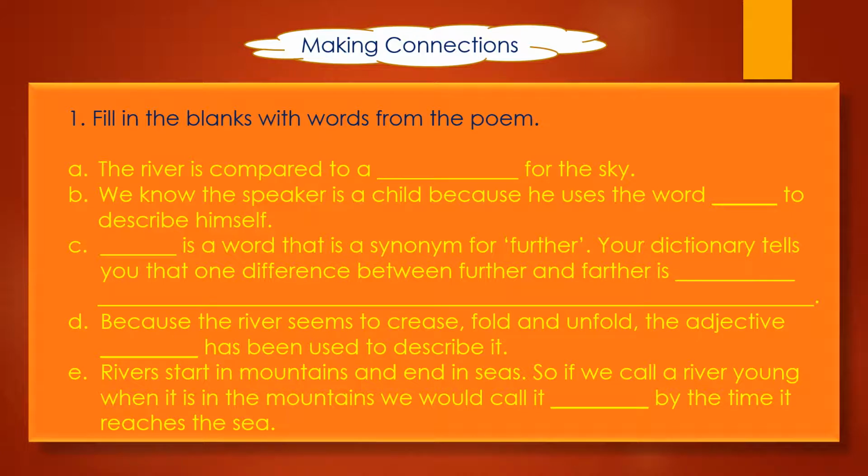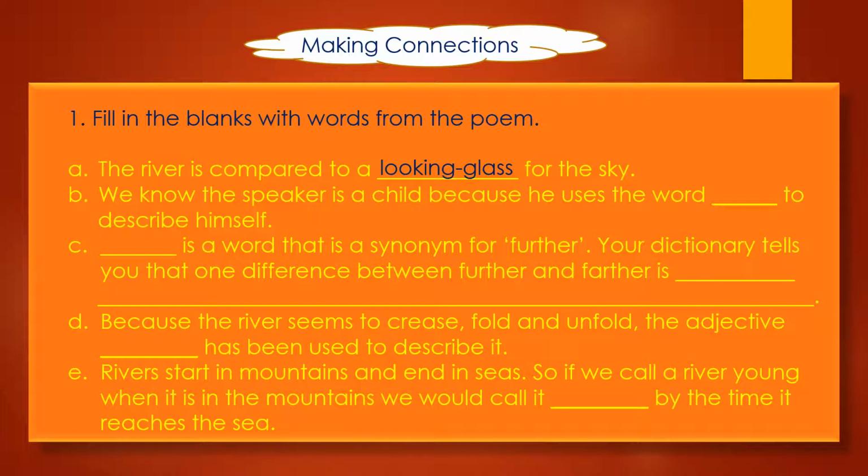Yes, for the sky, it is compared to a looking glass. Looking glass means the sky is very clear in the water, no? When the child saw into the river, he could see the sky very clearly, a very clear image of the sky. That's why he called the river a looking glass. Right? Now let's see B part.